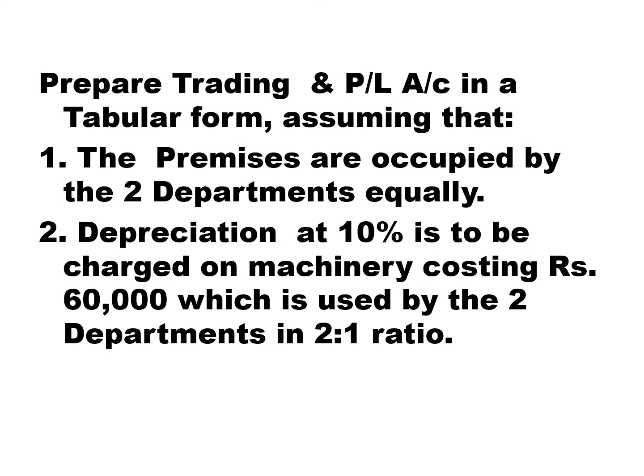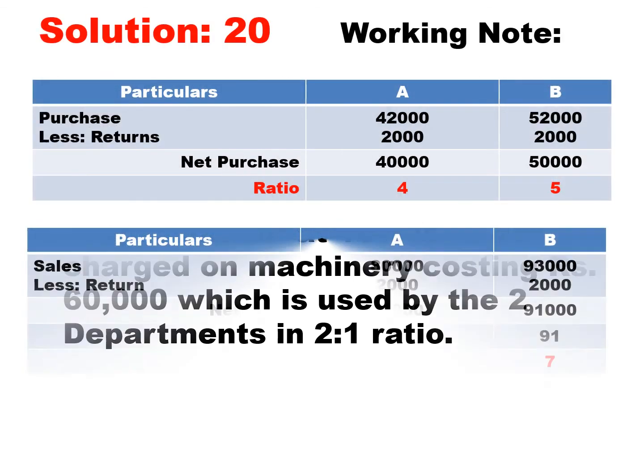So students, prepare trading and PL account in tabular form, assuming that premises are occupied by two departments equally, which means rent, rates and taxes to be distributed equally 1:1. Depreciation at 10% is to be charged on machinery costing rupees 60,000. So depreciation on machinery will be 60,000 into 10%, 6,000. And that 6,000 to be distributed in 2:1 ratio. Let us solve the problem, students.